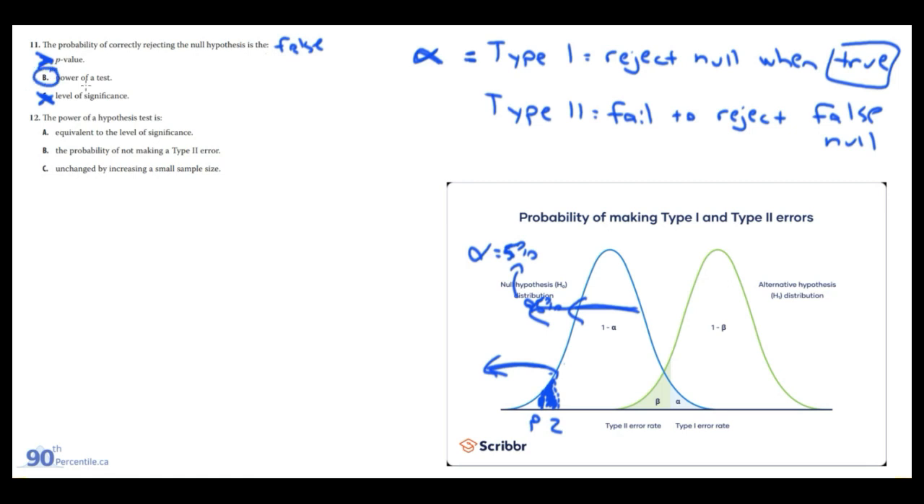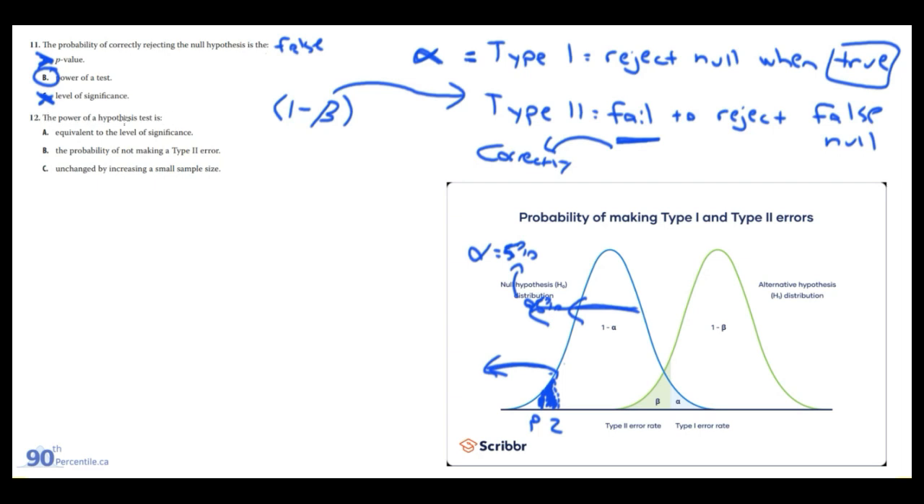And the answer is going to be B. We'll talk about it now. So the probability of correctly rejecting the null hypothesis is the power of a test. And the power of the test is actually 1 minus beta, where beta is the probability of a type 2 error. For a type 2 error, we're failing to reject a false null. So the opposite of that would be correctly rejecting a false null, which is exactly what we're doing here. So the answer is B.